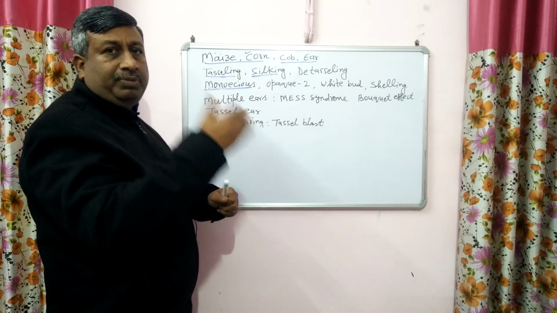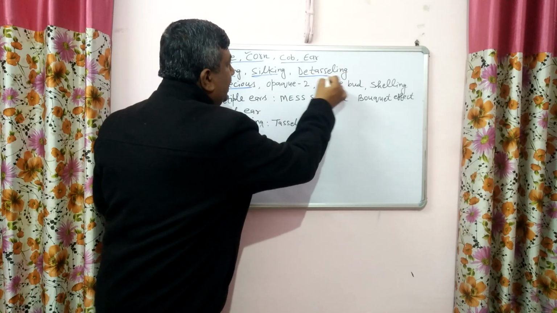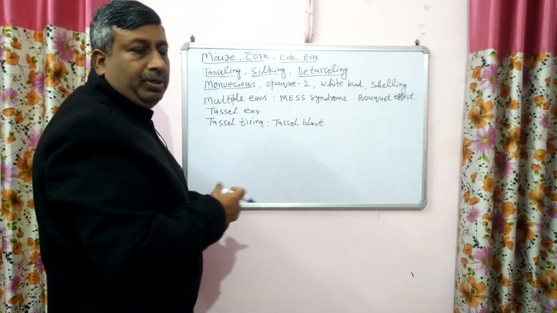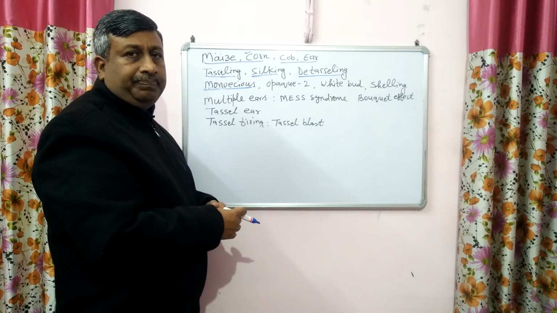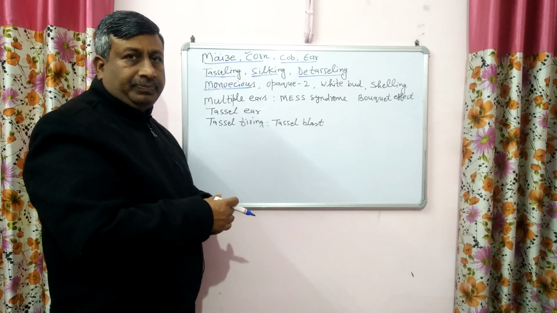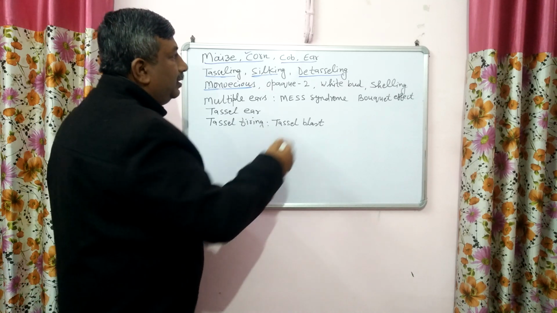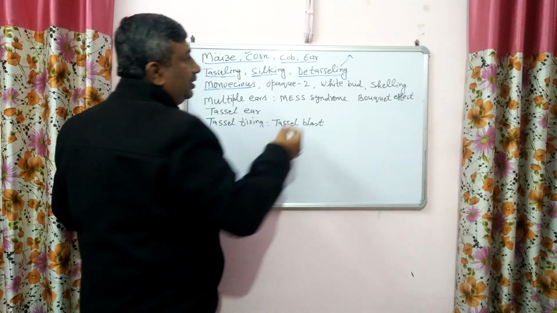Then detasseling. When we remove the tassel from the maize plant, it is known as detasseling. De means remove. So cutting off or removal of tassel, the male part, is known as detasseling. And this detasseling operation is generally done for 3 purposes. Why do we cut the tassel, why do we remove it?